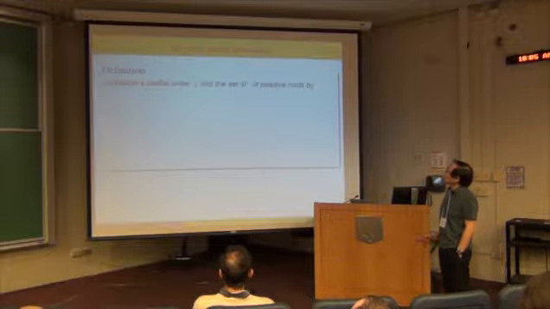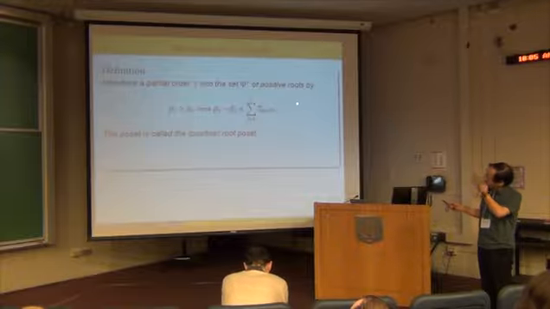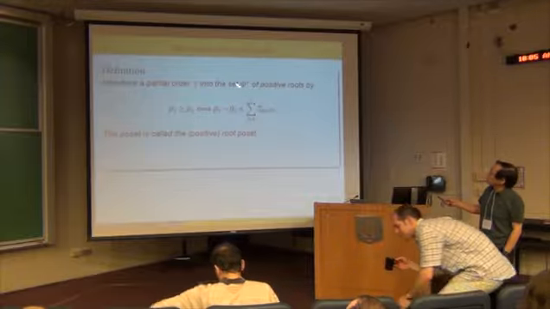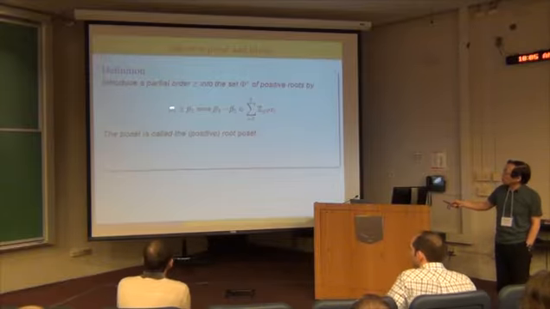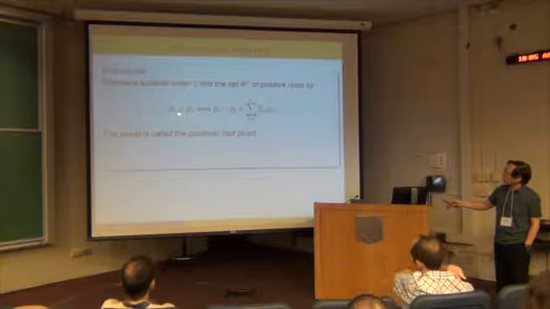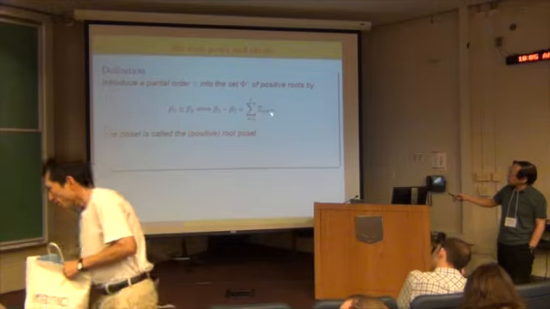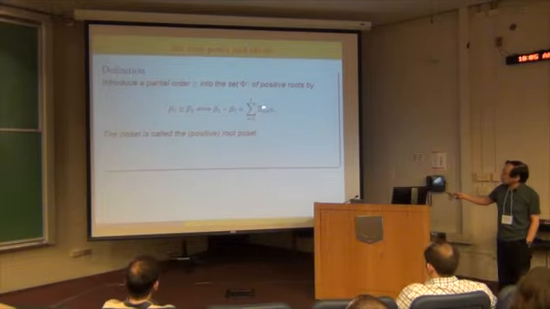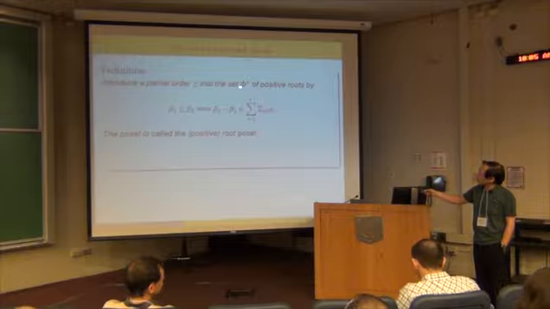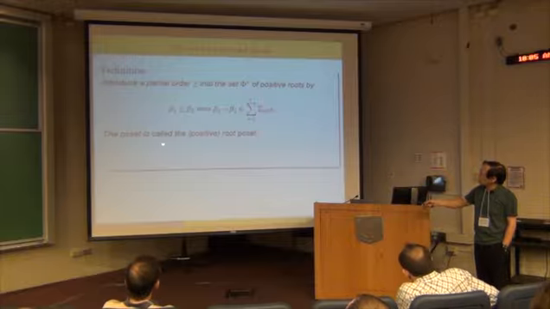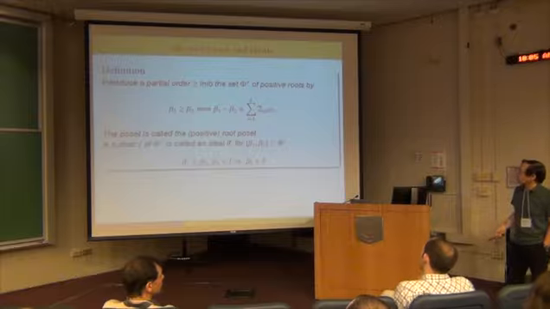First I will define the so-called root poset. This is also kind of standard, I guess. You consider the set of positive roots, and you introduce this partial order: β1 is greater than or equal to β2 if β1 minus β2 can be written as a linear combination of simple roots, where all the coefficients are non-negative. And this makes the set of positive roots a poset. So we call this the positive root poset, or simply the root poset.